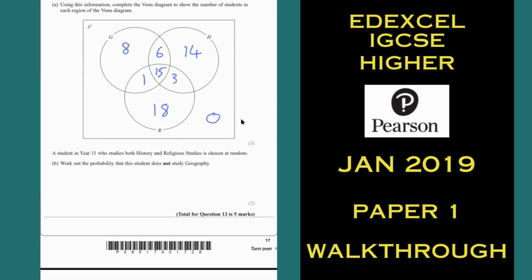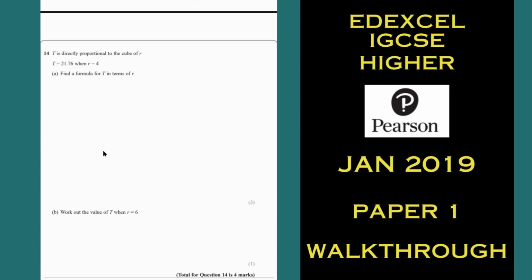Bit sneaky that. A student in year 11 who studies both history and RS. So the bit that is history and RS is there. So we are choosing out of those 18 students. The 15 study geography. These 3 don't. Work out the probability that this student doesn't. So it's 3 over 18. Leave it like that, or don't. Cancel it down to a 6 if you want to.